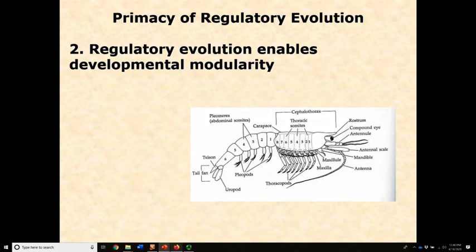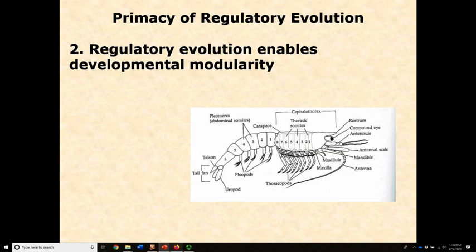Okay? So, number 2, regulatory evolution enables us to have developmental modularity. And what I mean by developmental modularity is we can start with a basic ground plan. So for crustaceans, for instance, ancestrally, every single segment was homonomous.